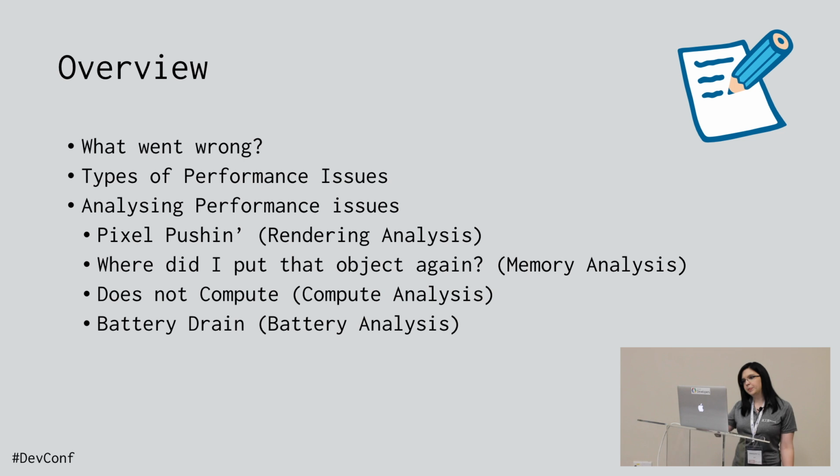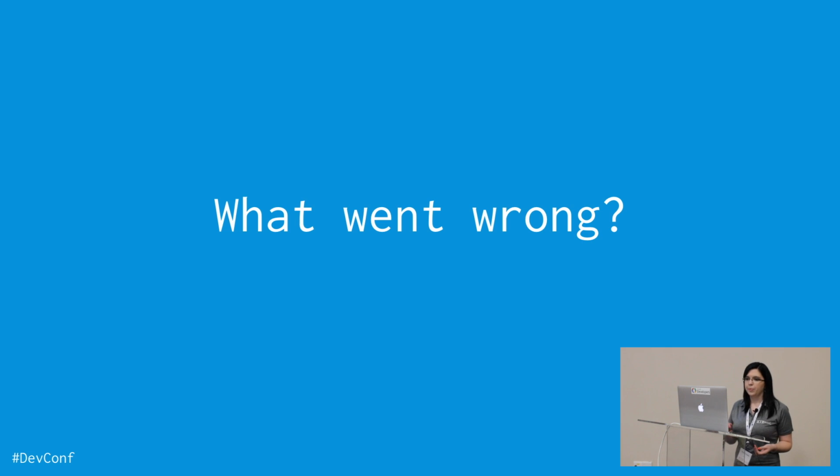So let's get into it. Okay, so the things that we're going to have a look at today is what actually went wrong. And then we're going to have a look at different types of performance issues. Then we're going to have a look at analyzing these issues, so using things such as rendering analysis, memory analysis, compute analysis, and battery analysis. Cool. So what went wrong, right?